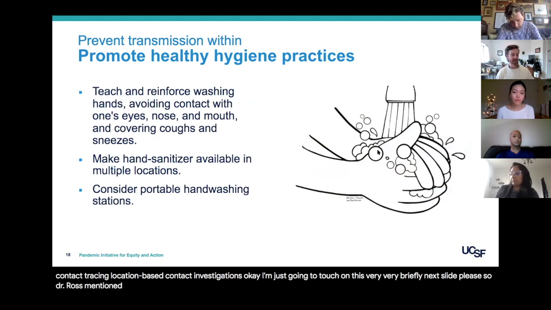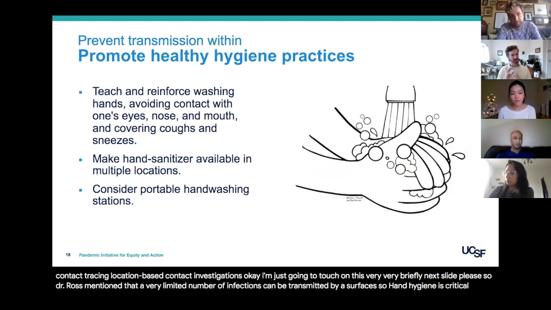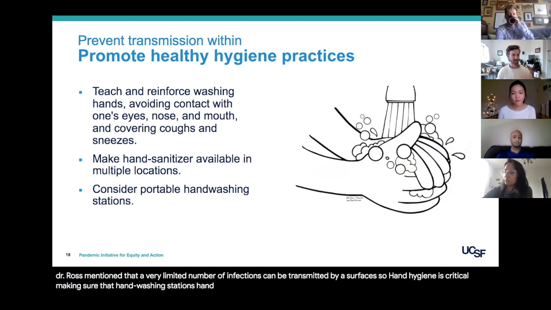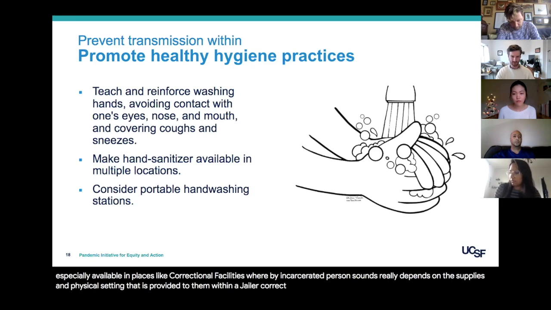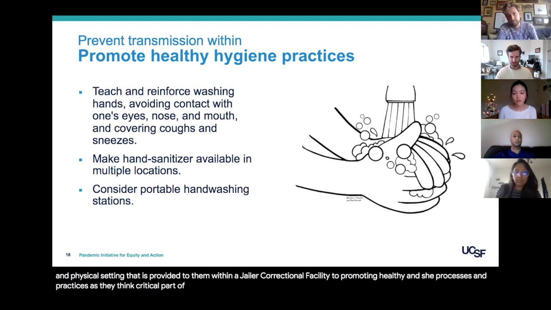So Dr. Raz mentioned that a very limited number of infections can be transmitted via surfaces. So hand hygiene is critical, making sure that handwashing stations and hand sanitizers are available throughout a workplace or throughout a school, and especially available in places like correctional facilities, where incarcerated persons' ability to protect themselves really depends on the supplies and physical setting provided to them within a jail or correctional facility. So promoting healthy hygiene practices is a critical part of preventing transmission within facilities.